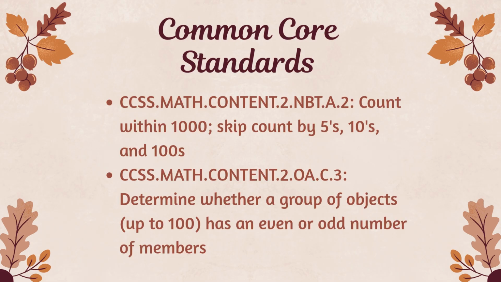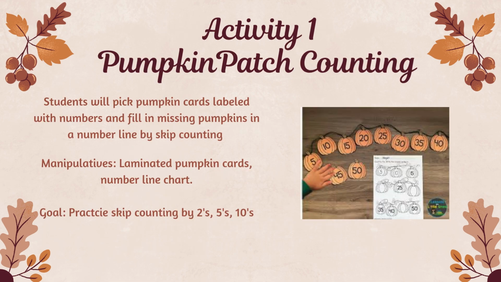Our first Common Core standard would be counting within 1,000, skip count by fives, tens, and hundreds. And our second is to determine whether a group of objects up to 100 has an even or odd set of numbers. Our first activity will be pumpkin patch counting, which I got the idea for because it is fall right now.